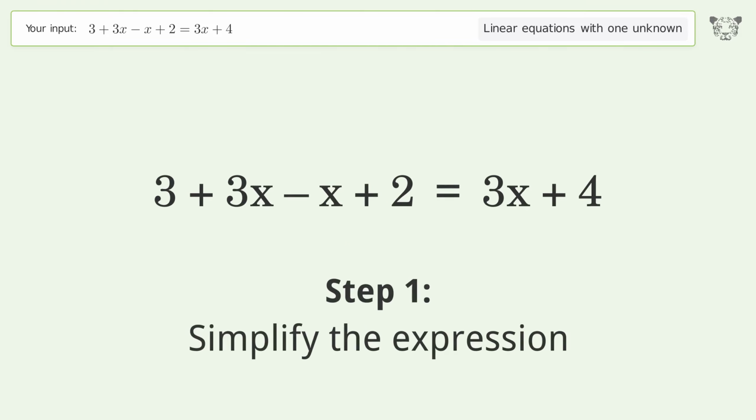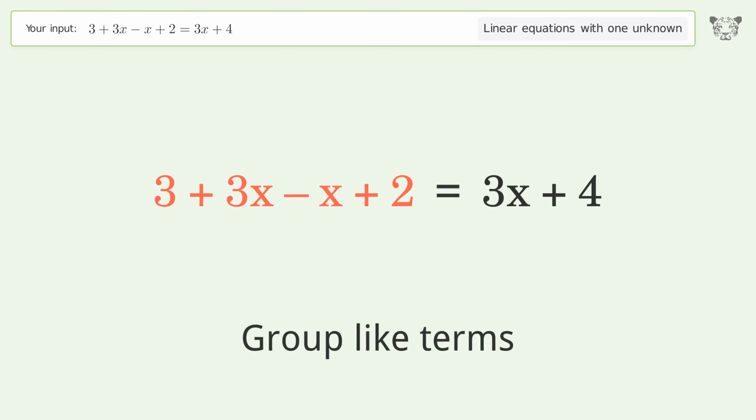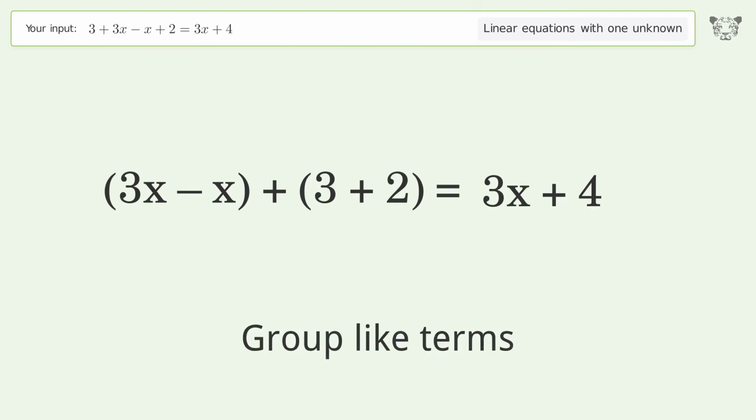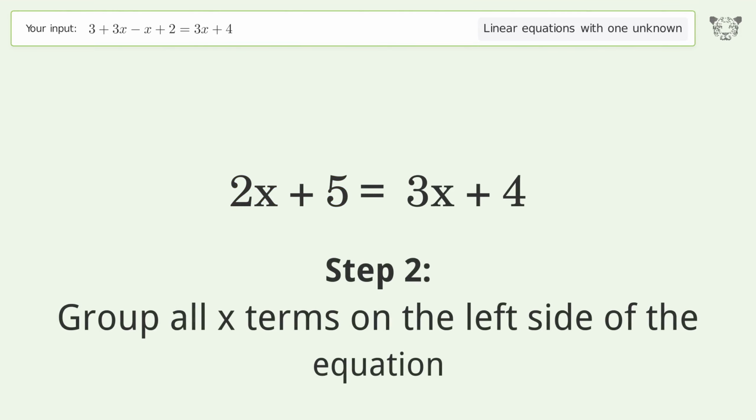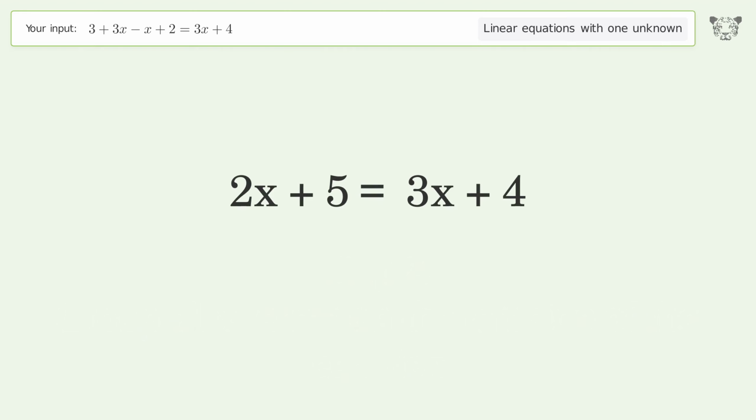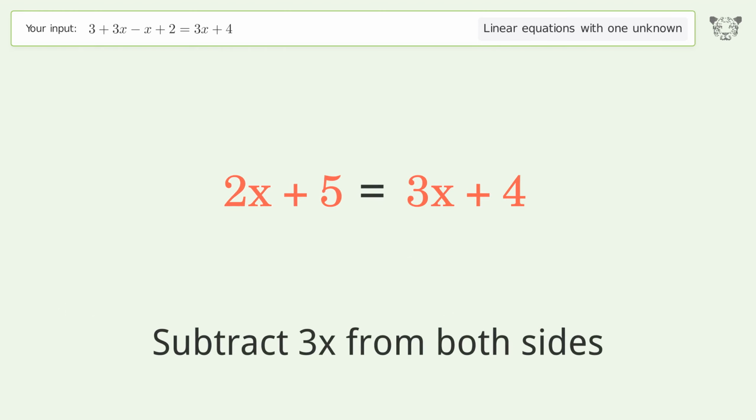Simplify the expression. Group like terms. Simplify the arithmetic. Group all x terms on the left side of the equation. Subtract 3x from both sides.